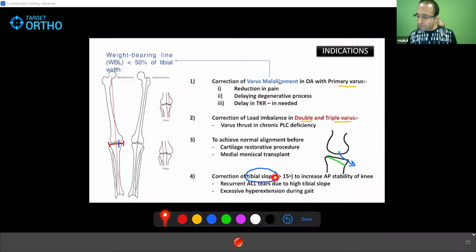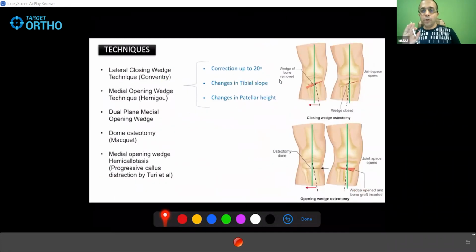So when you find the slope is more than 15 degrees, sometimes you use this STO in connection with an ACL reconstruction, okay? And people who have that excessive hyperextension at the gait, they also try to decrease the tibial slope to decrease that hyperextension. So these are some additional indications for which an STO will be used. So STO has indications far beyond a simple osteoarthritis. In osteoarthritis, it has an indication when a varus malalignment is associated with osteoarthritis.